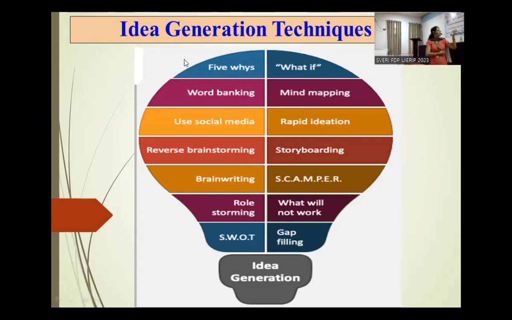For brain writing, the SCAMPER technique is there. What is that technique? We will see in the next slide. Another is the role storming. So what will not work? In the role storming means putting our feet in the other's shoe. That means, in short, empathy. So we will think from others' point of view, that is the customer's point of view.